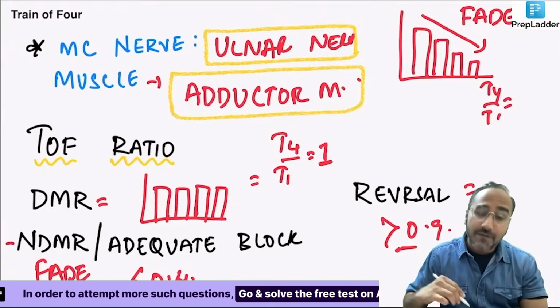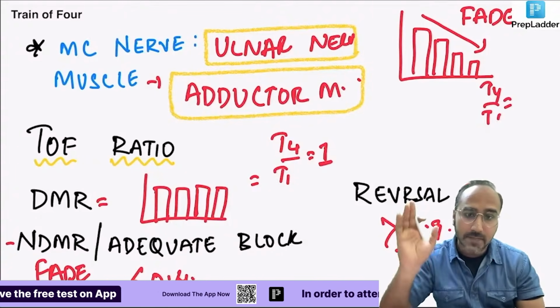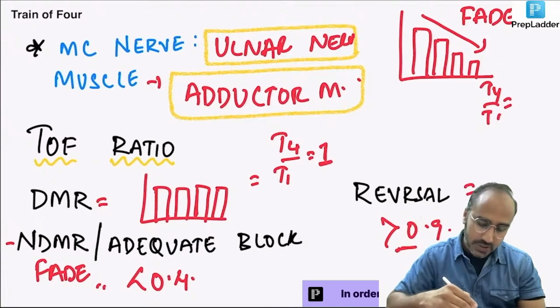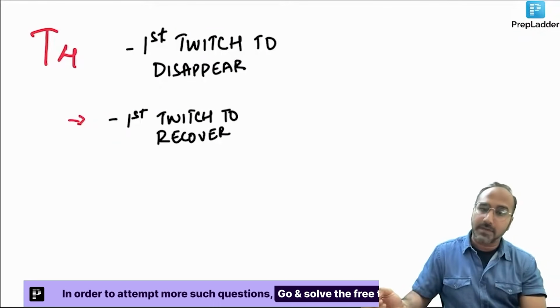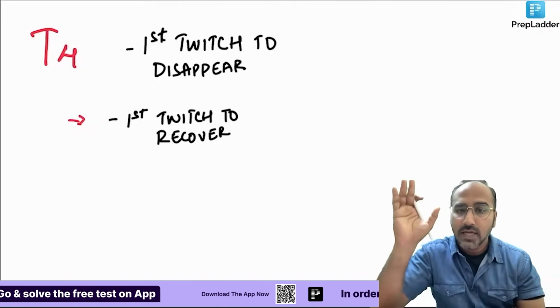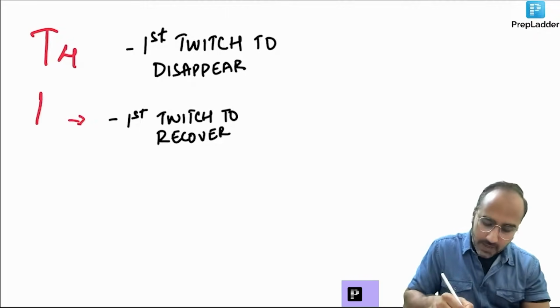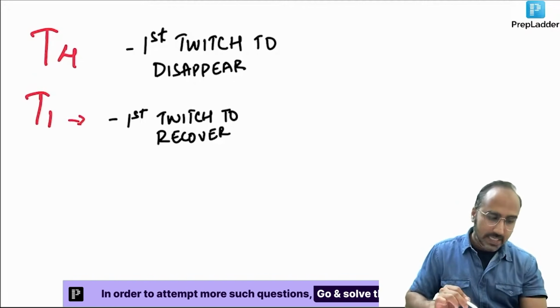Now guys, which is the first twitch to disappear in the 4 twitches? First or last one? It is always the last twitch. So remember, T4 is the first twitch to disappear, and which is the first twitch to reappear once the muscle relaxant effect is gone? It is the first twitch, T1. Okay, that's regarding the train of 4.